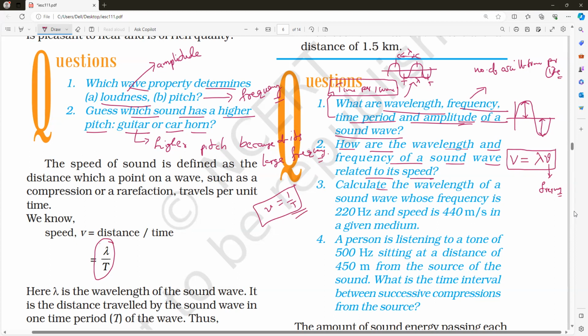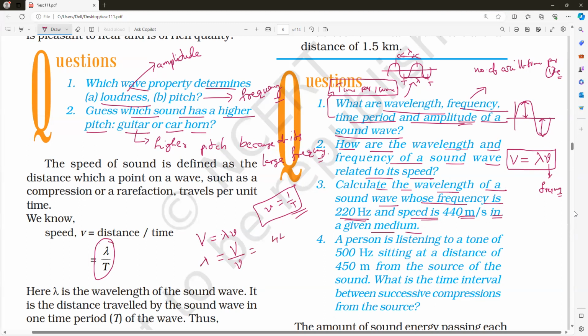Next. Calculate the wavelength of a sound wave whose frequency is 220 hertz and speed is 440 meter per second in a given medium. So what else is there? Wave speed they are asking. Oh, wavelength. So we all know that wave speed is equal to wavelength into frequency. Now wavelength is equal to what? Wave speed divided by frequency.